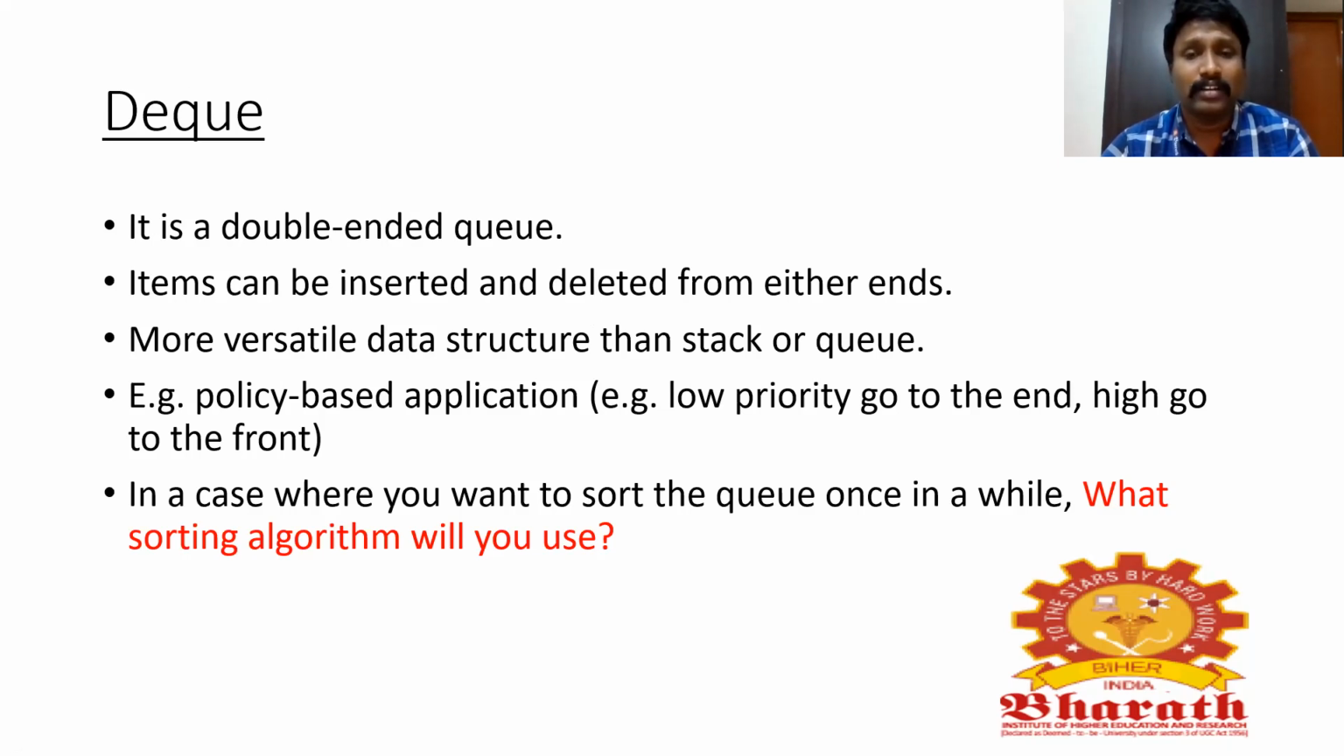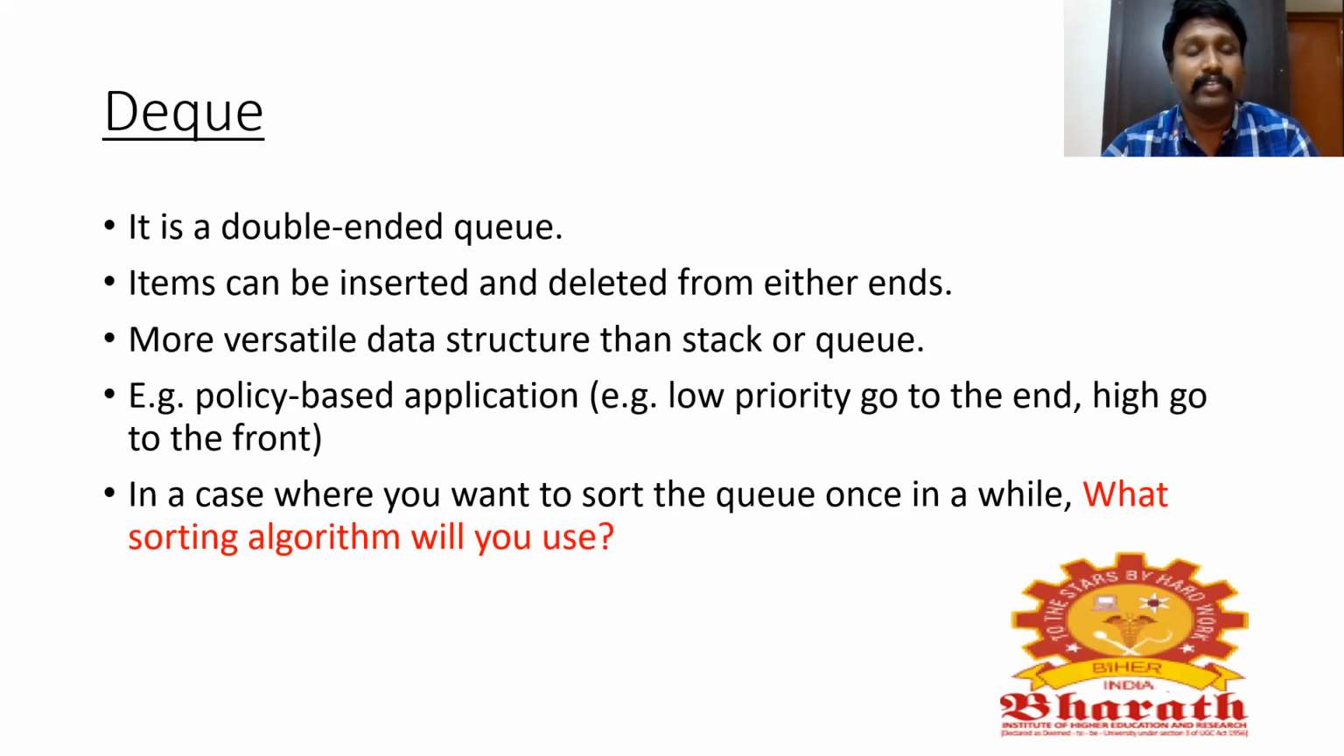So a DQ is a double-ended queue. Items can be inserted and deleted from either end, the rear end as well as the front end of the queue. That's why it is a more versatile data structure than a normal stack and a normal queue.